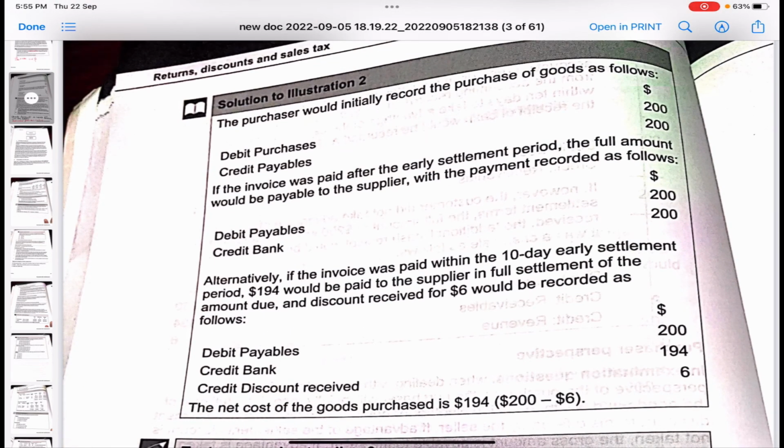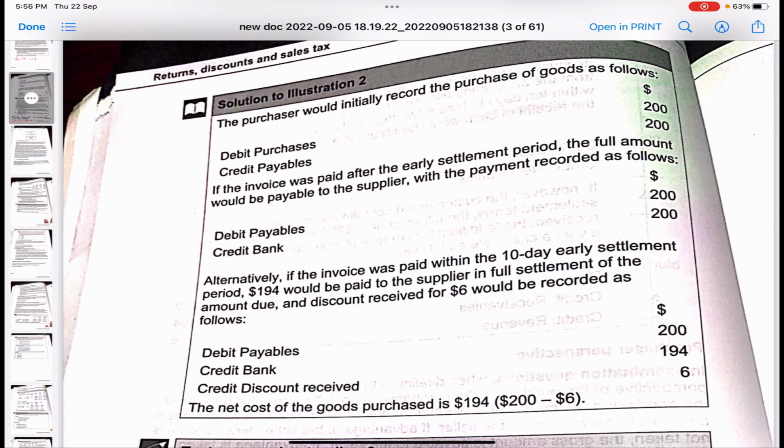So the purchaser would initially record the purchase of goods. If I am purchasing something, I will always record the net value of the goods. So in this situation, what is the net value of the goods? The net value of the goods is $200. So purchases account gets debited and payables account gets credited. This is something which we've been doing from the past 5 chapters, so I don't think there's any confusion.